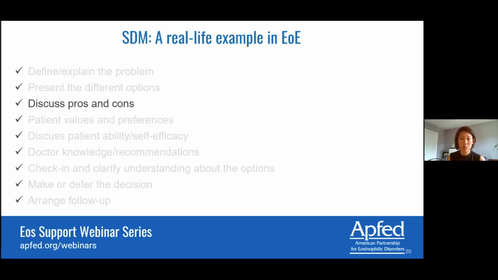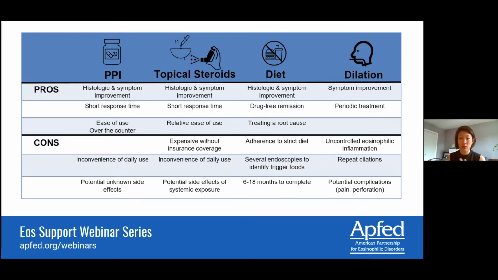The next step is to discuss pros and cons. Now, there are many pros and cons to the various treatments of EOE, and so this is an example of them. We won't walk through this chart too much, but with the patient, we together reviewed the benefits of medicines like PPIs and topical steroids, that being control of inflammation and symptoms associated with EOE, that the medicines are relatively easy to use and they act pretty quickly. But like all medicines, they come with different hurdles, like remembering to take the medicine or just it being inconvenient. And then little nuances like topical steroids, which can be very expensive sometimes.